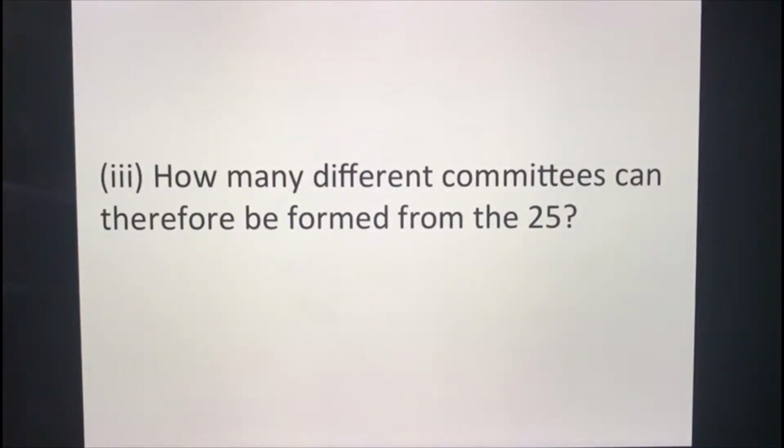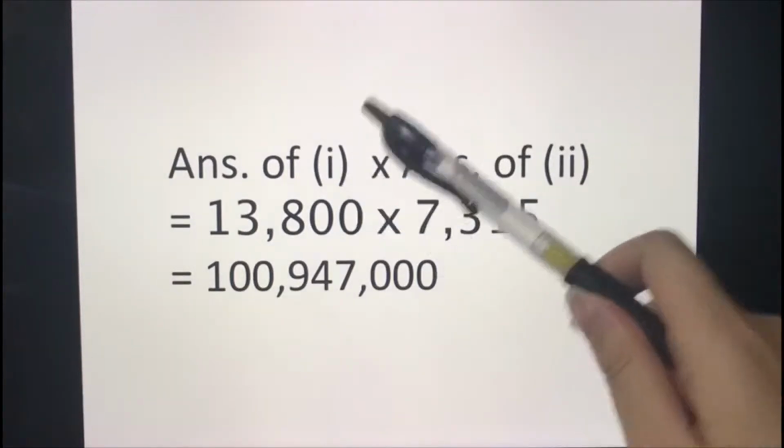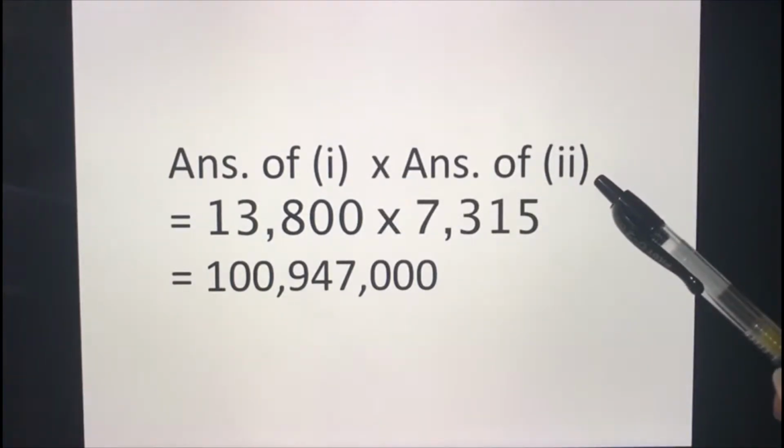Question 3. How many different committees can therefore be formed from the 25? We have already known the number of ways of selecting the chairman, secretary, and treasurer in question 1, and the number of ways of selecting the 4 other committee members in question 2. To finish this question, we just need to multiply the answer of question 1 and the answer of question 2.